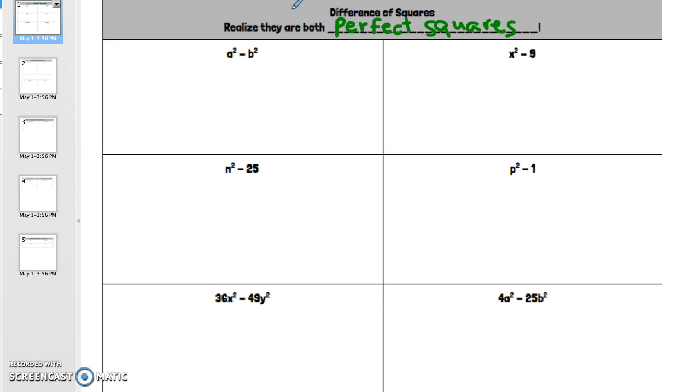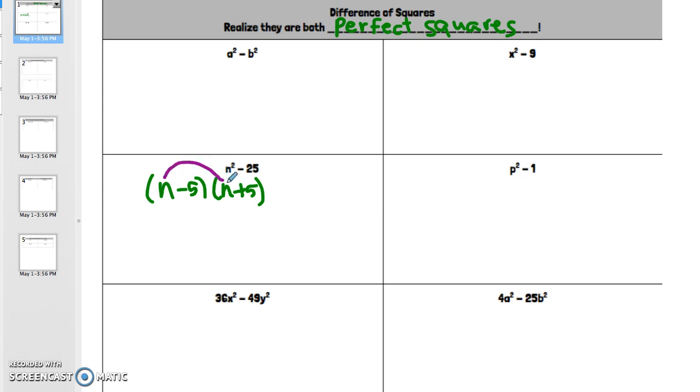As we look at this first one, a squared and b squared are both perfect squares. I'm going to come back to this one because this is our general rule. Let's look at this one. n squared minus 25. These are both perfect squares. n is a perfect square because n times n equals n squared. These factor out to be n minus 5 times n plus 5. And every perfect square will follow this rule, where it's the variable times the numbers that become that perfect square. I'm going to show you why real quick.